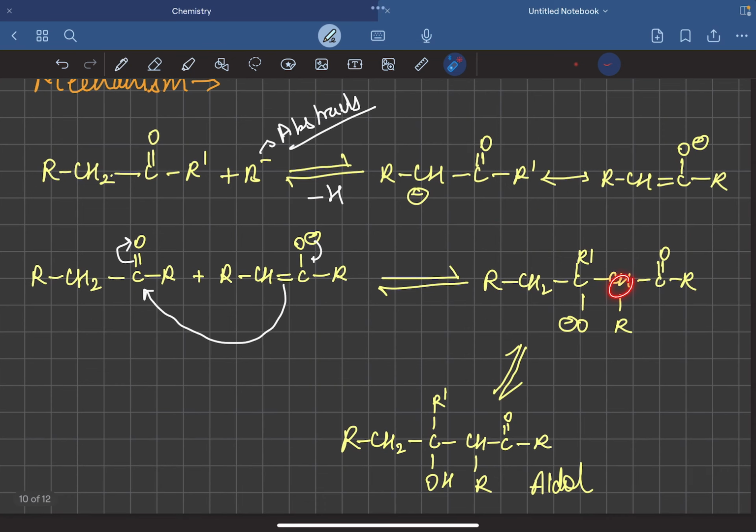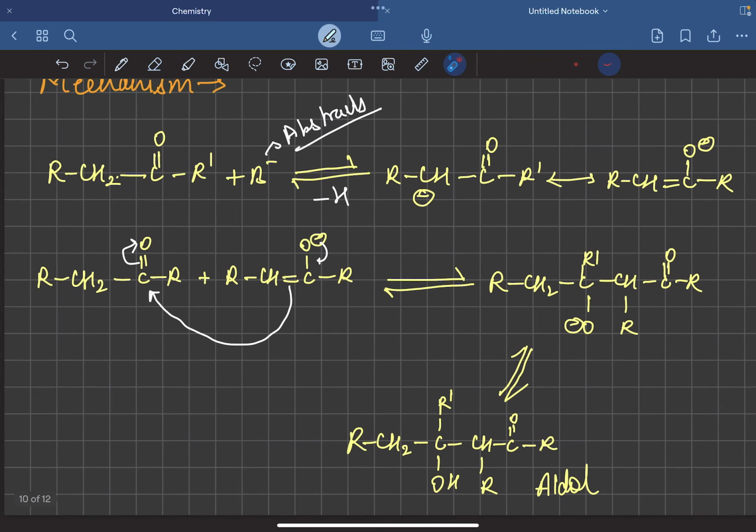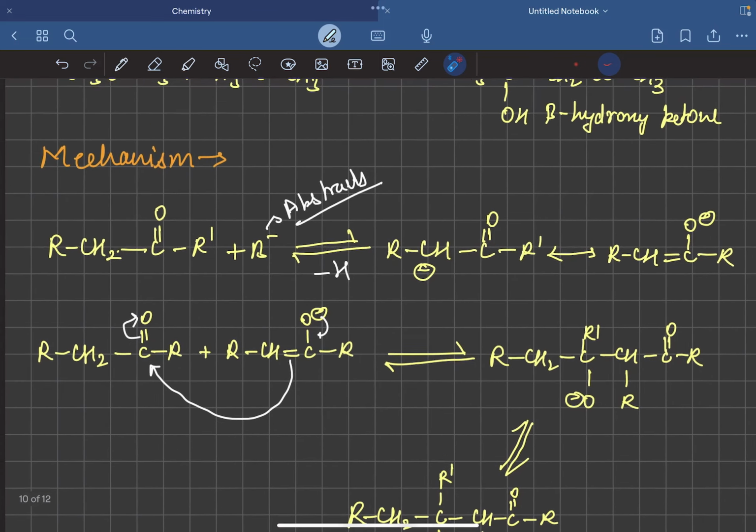This is the CH of your attacking molecule. It went and attacked the carbonyl carbon, and the negative charge went up on the oxygen. Then there will be a workup, that is, all the protons present will go and add OH. In the last you will get the aldol product. Since we used ketone as the reactant, we get a beta hydroxy ketone. Hope this is clear to you.